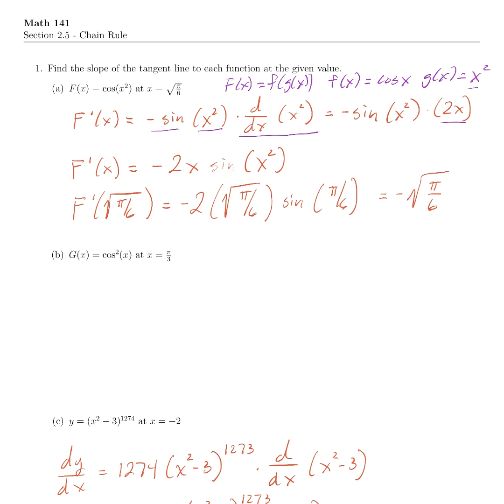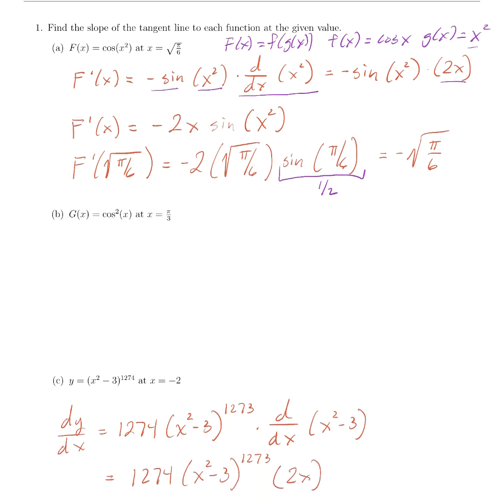Its derivative is 2x, and so we get negative sine of x squared times 2x as the derivative of capital F. We can rewrite that as negative 2x sine of x squared. I just changed the order of that product. It doesn't matter what order we multiply. Then we can evaluate that at the square root of pi over 6. You should be able to show that that simplifies to negative root pi over 6, because sine of pi over 6 is 1/2.